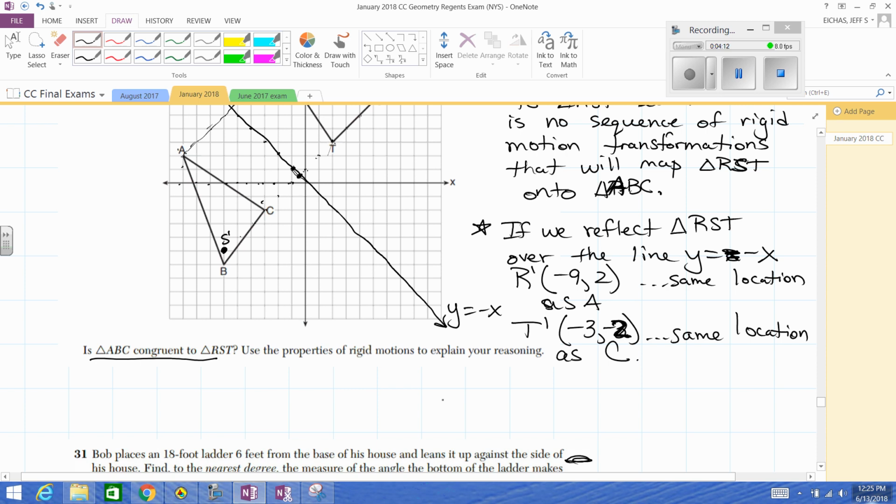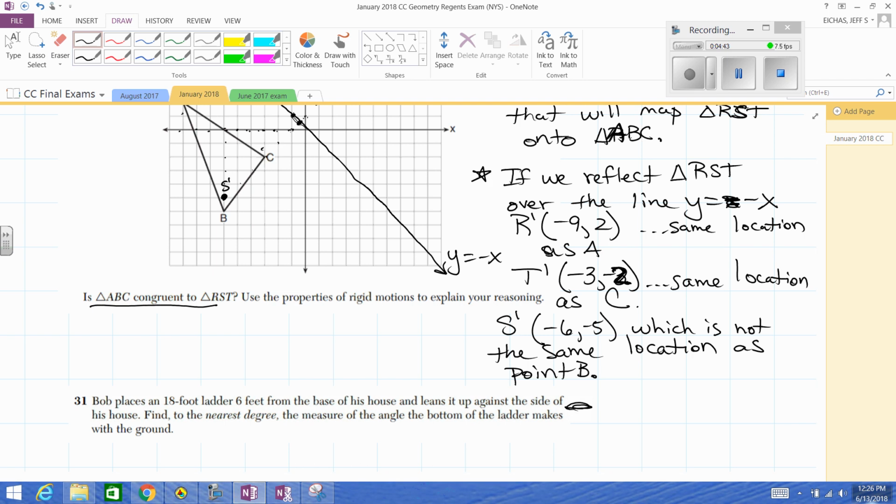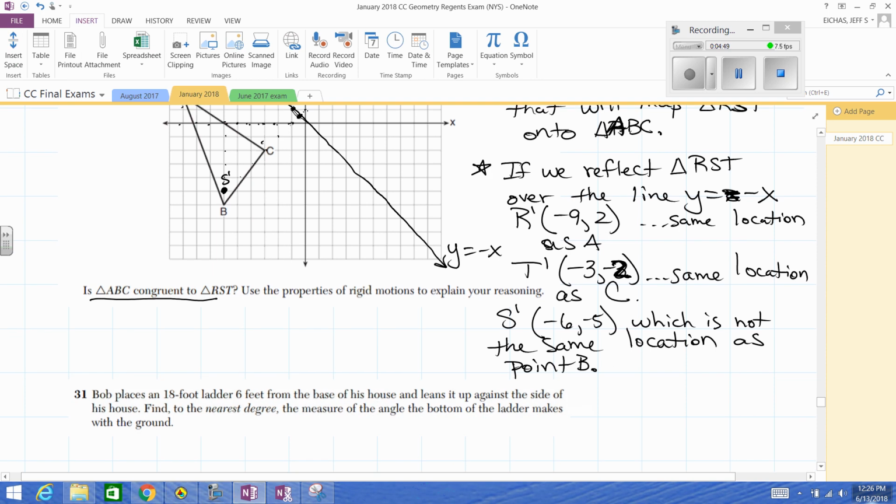Okay, now the problem is S prime will land at negative 6, negative 5, which is not the same location as point B. Now this is a little bit more advanced, but probably we wouldn't need to do any further. That's pretty good.